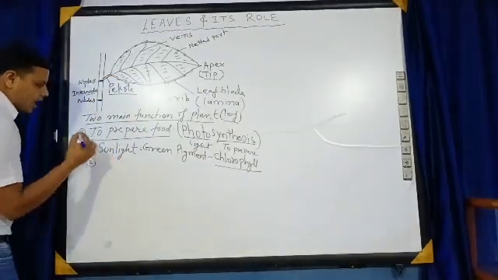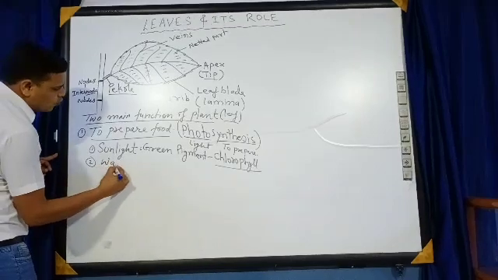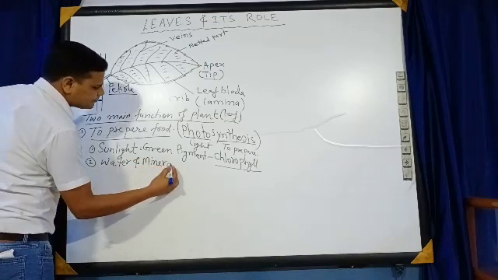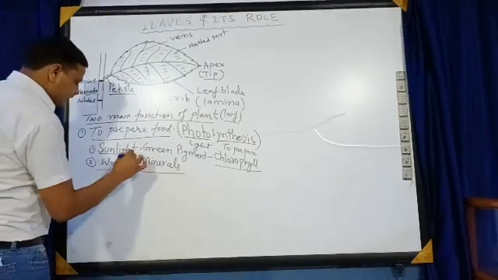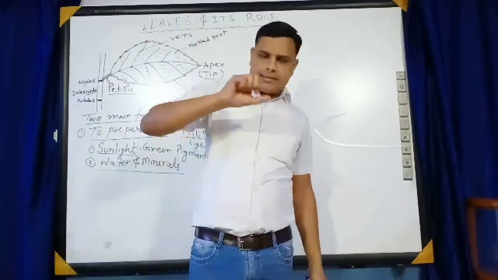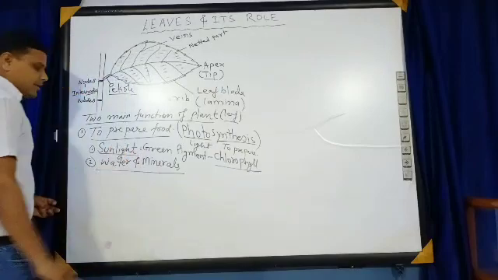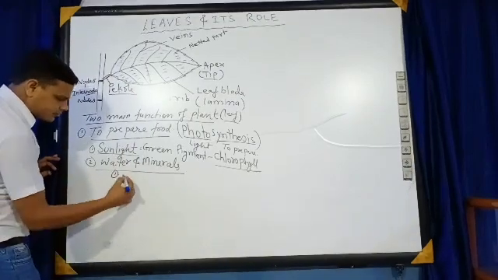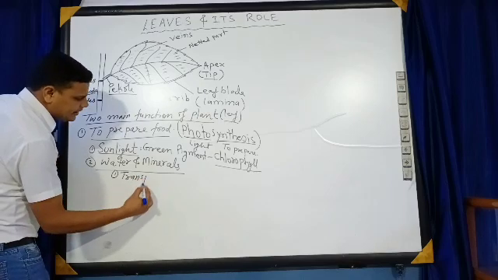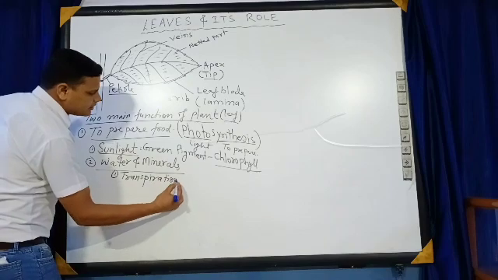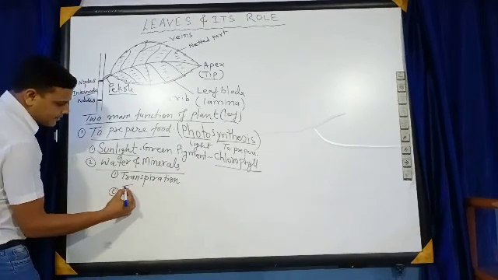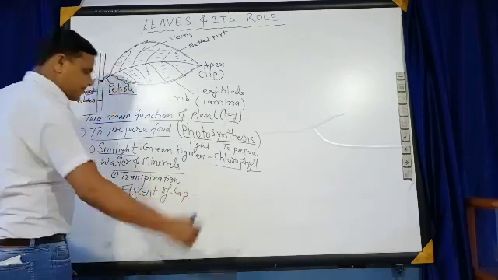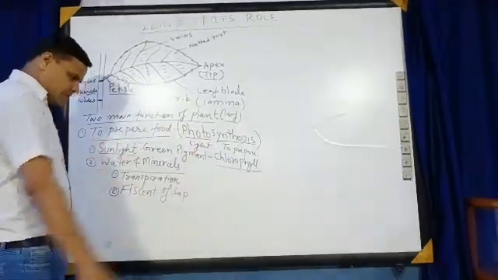Okay, sunlight we have got. After sunlight we need water and minerals. How does the plant get water and minerals? For this, you have to learn about two processes. The first process is transpiration, and the second process is ascent of sap. Now you might be thinking, what is transpiration?